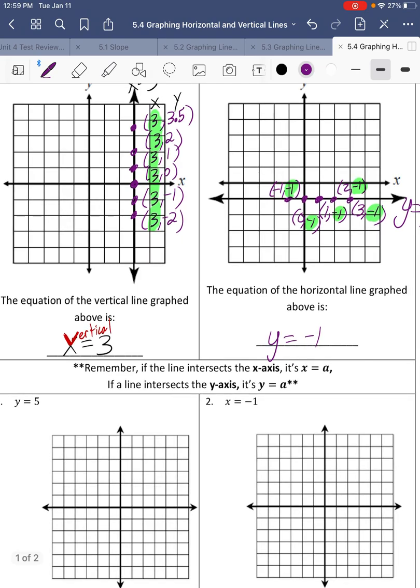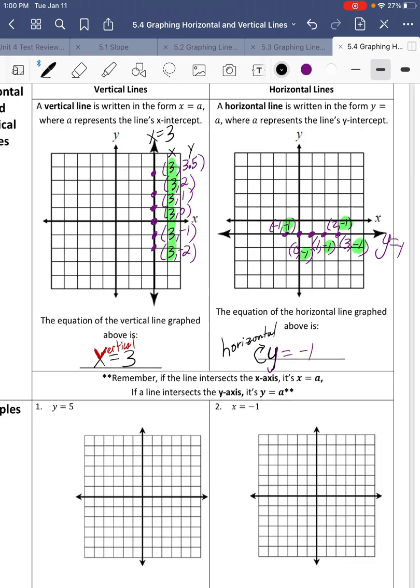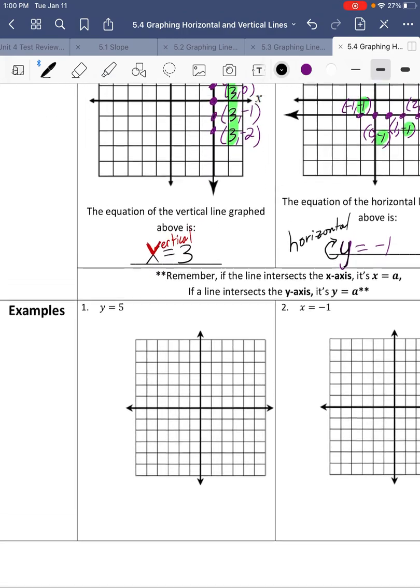Another way I remember that is if you take the y and flip it upside down, spin it 180 degrees, it would kind of look like an H, and that would be for horizontal. It has nothing to do with math, but it's a good way to memorize it. So let's work this out.